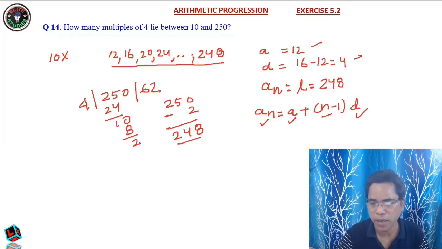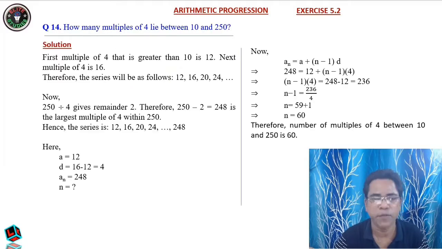Now let us see the fresh solution. The first multiple of 4 which is greater than 10 is 12. I have already told you. So the series is 12, 16, 20, 24. Now what is the last one? 250 divided by 4 gives the remainder 2, so we subtract 2 from 250 and get 248. So our AP is 12, 16, 20, 24, 28. In this AP we have to find the value of N. A we know, D we know, AN we know.